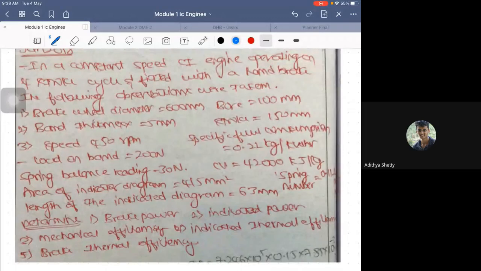So all the parameters have been neatly mentioned here. There is absolutely no problem in calculating it. Even I have the values, I mean to say, I have the solution for this. Just try this particular problem.